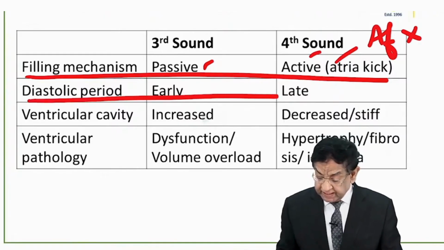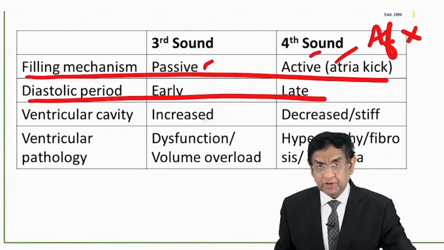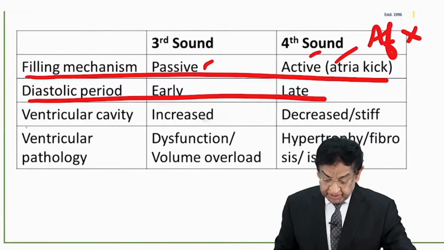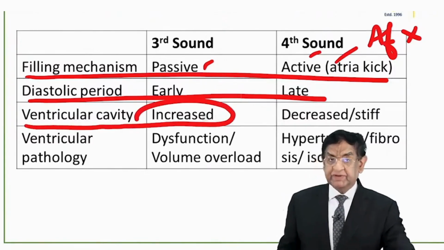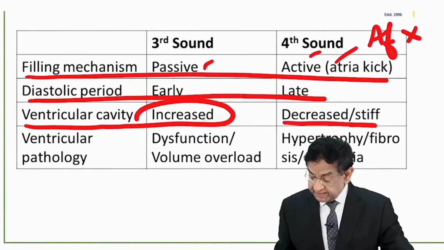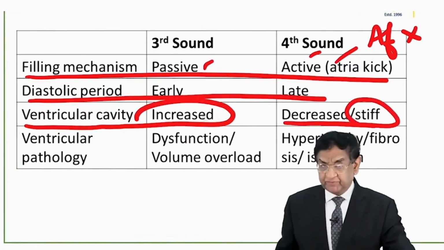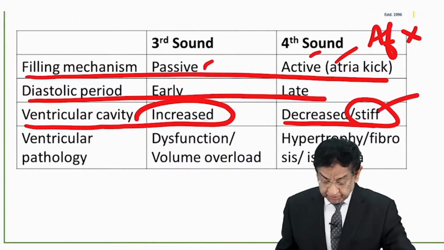Diastolic period: early and late, we know that S3 is early diastole and S4 is late diastole. Ventricle cavity size is increased whenever the third sound is getting produced. In S4, it is decreased, or stiffness of the ventricle wall is the main criterion. Ventricle size is usually normal; if stiffness is there, then it may be reduced also. But one thing is, stiffness is more important.